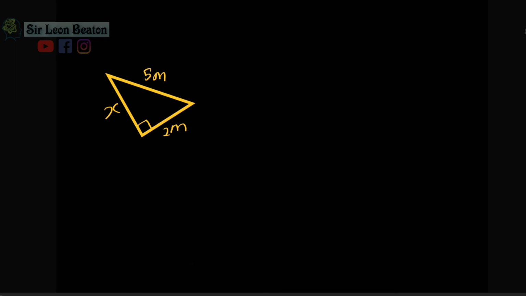So let's just put it down again. It says the square of the longest side, this would be 5 squared, is equal to the sum of the square of the two remaining sides. So the two remaining sides would be x squared plus 2 squared. We put in the units when we're finished. So this will be 5 squared, which is 25, is equal to x squared plus 2 squared, which is 4. And then we just make x the subject of the formula.